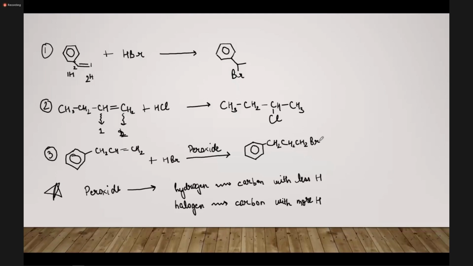So these were the examples related to the Markovnikov's rule. And now we will move on to the physical properties. Okay. So the first physical property that we will discuss is the color and the odor.